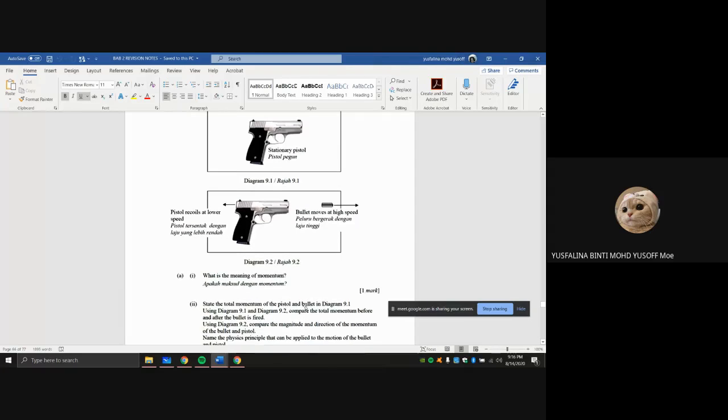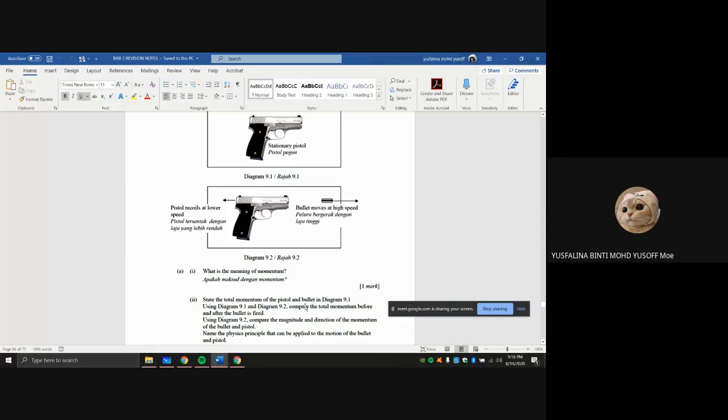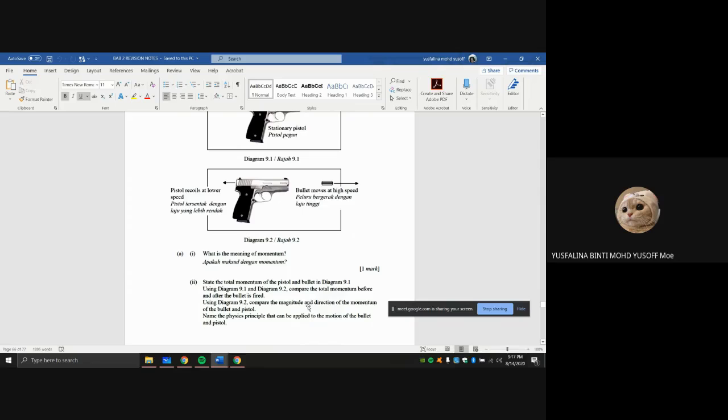Using diagram 9.1 and diagram 9.2, compare the total momentum before and after the bullet is fired. You already know the principle of conservation of momentum says that before and after, the total momentum should be the same. So the answer is the total momentum before and after the bullet is fired is the same.